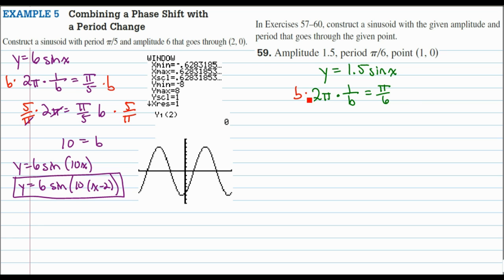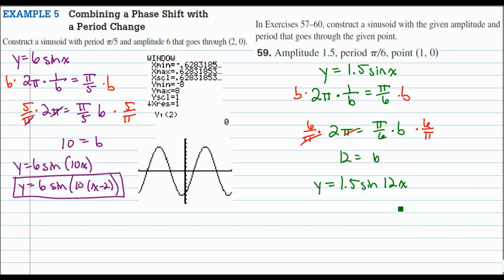So if I solve for b on both sides, I have 2 pi equals pi over 6 times b, multiplied by the reciprocal of pi over 6, which is 6 over pi. The pi's cancel, so I get 12 equals b. So now I have y equals 1.5 times the sine of 12x, but I've got to make sure that this curve passes through the point 1, 0.